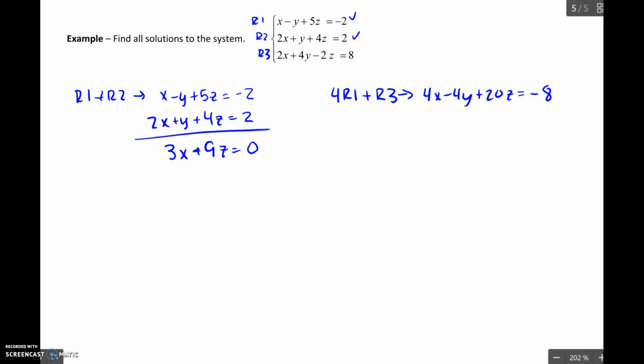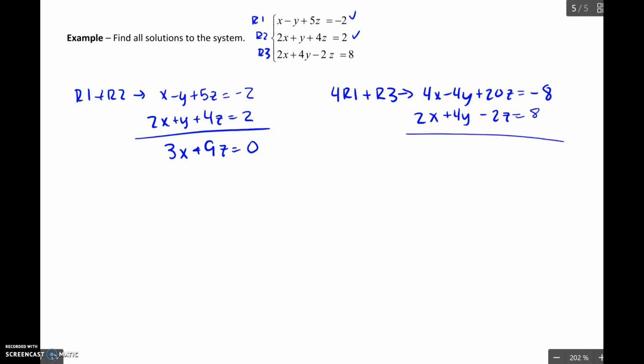And then row 3 is 2x plus 4y minus 2z equals 8. So 6x, your y's are gone, plus 18z equals 0. So now I have my new row 1 and my new row 2.